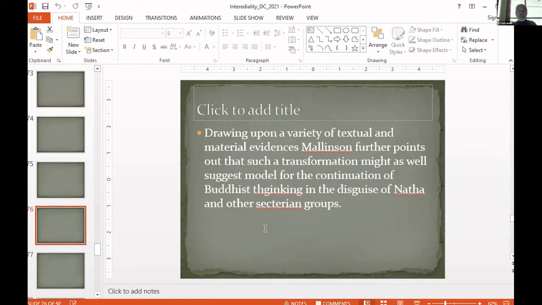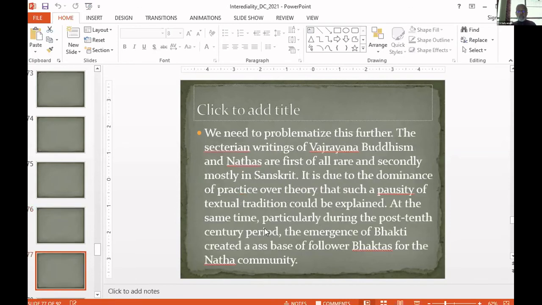Drawing upon a variety of textual and material evidences, Mallinson further points out that such a transformation might as well suggest a model for the continuation of Buddhist thinking in the disguise of the Naths and other sectarian groups. We need to problematize this further.